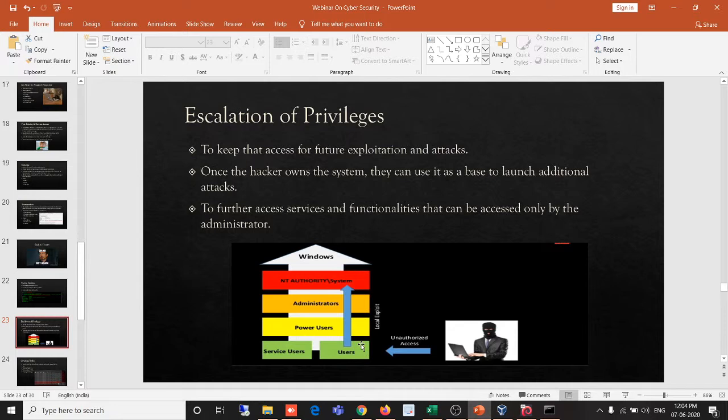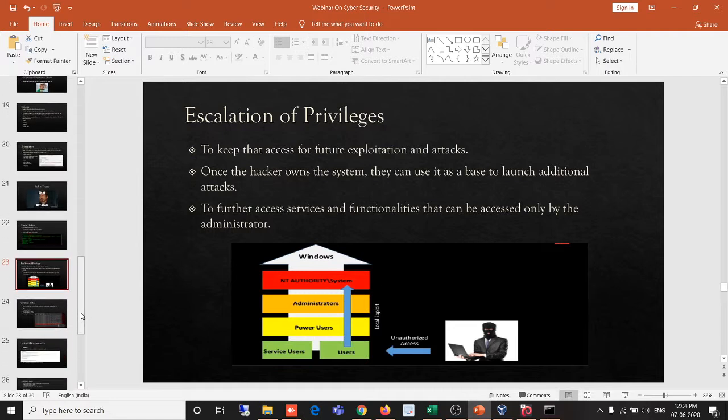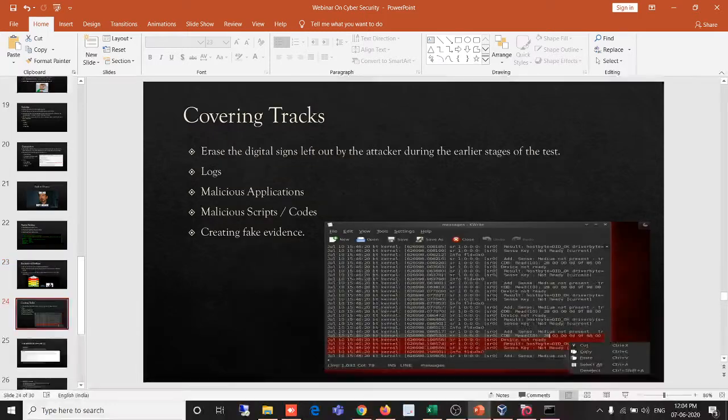So if an attacker was able to access that particular account, he will first be given only this privilege. He will not have extra privileges to perform all the actions. So he has to escalate the privileges step by step to become an administrator. And this authority gives total access to the particular system or target. So this is the phase of escalation of privileges, and there are n number of tools which can be used for this.